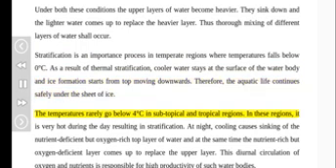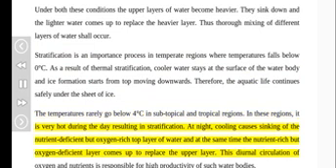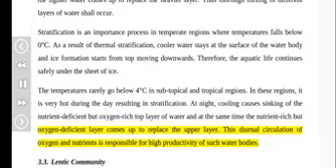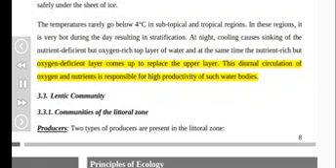The temperatures rarely go below 4 degrees Celsius in subtropical and tropical regions. In these regions, it is very hot during the day, resulting in stratification. At night, cooling causes sinking of the nutrient-deficient but oxygen-rich top layer of water, and at the same time the nutrient-rich but oxygen-deficient layer comes up to replace the upper layer. This diurnal circulation of oxygen and nutrients is responsible for the high productivity of such water bodies.